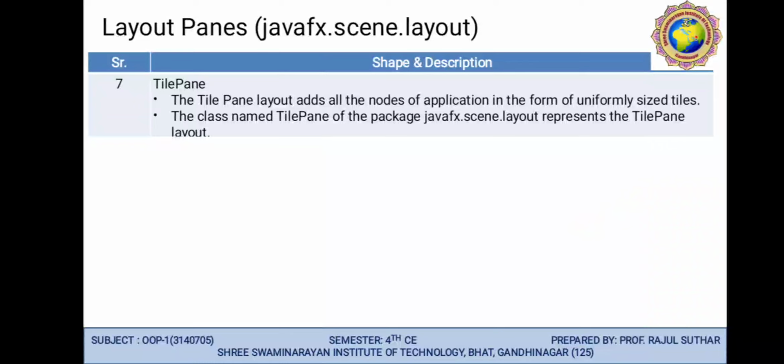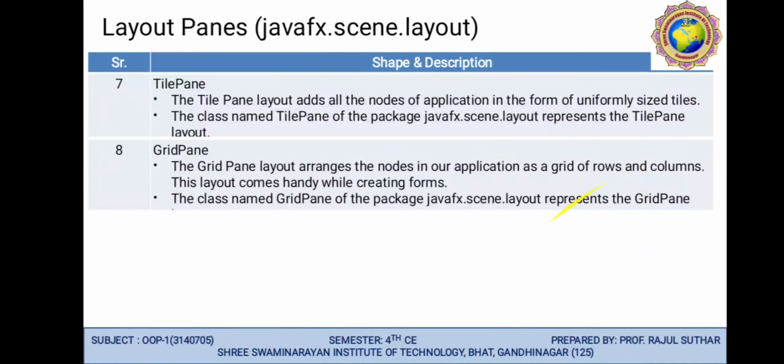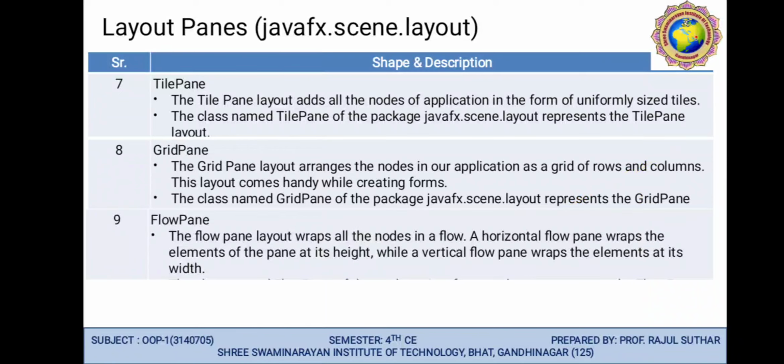And the next one is TilePane. The TilePane layout adds all the nodes of the application in the form of uniformly sized tiles. The class TilePane of the package javafx.scene.layout represents the tile pane layout. GridPane: this layout arranges nodes in our application as a grid. We can say that it is a row and column representation. This class of the package javafx.scene.layout represents the grid pane.